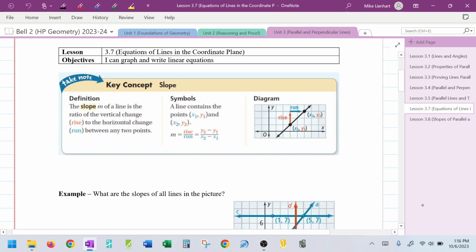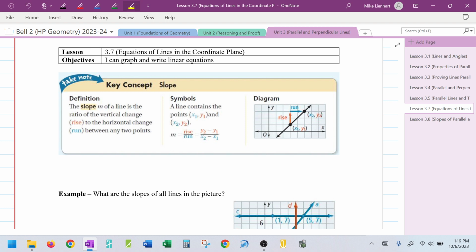This video, 3.7 Equations of Lines in the Coordinate Plane, should be a review of algebra skills. But we want to make sure that we can do the geometrical kind of transitions between them and understand some key things that are important for geometry as well as algebra. So the first thing that we're going to talk about here is slope.